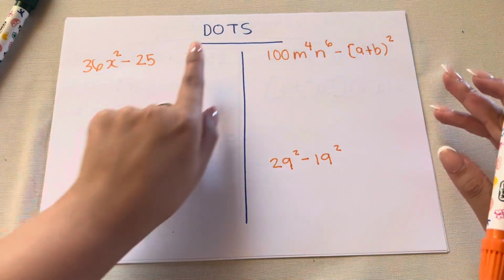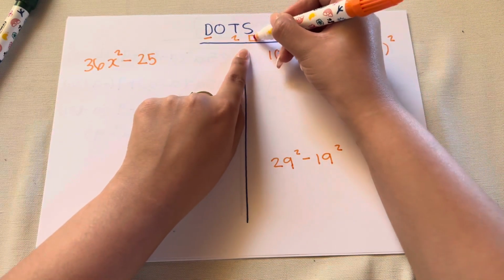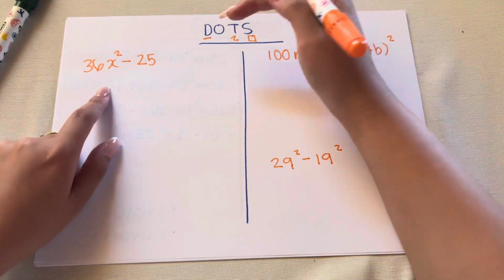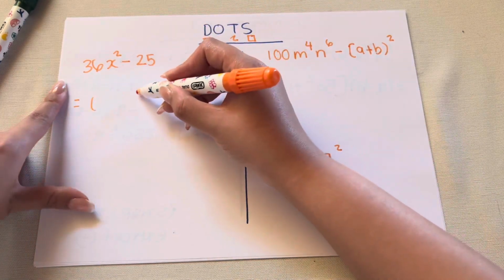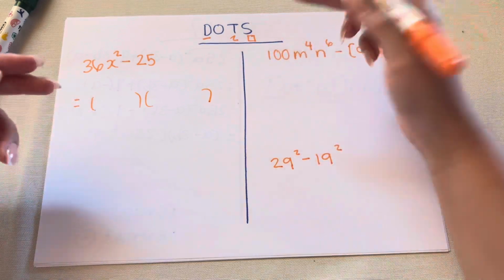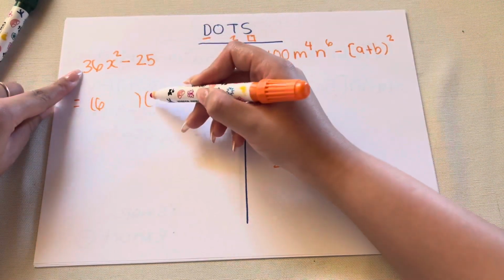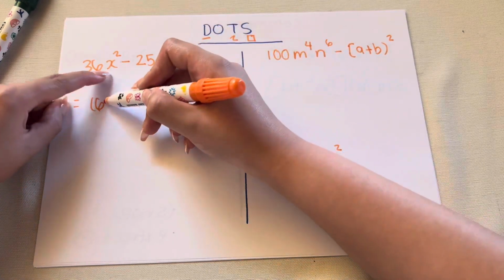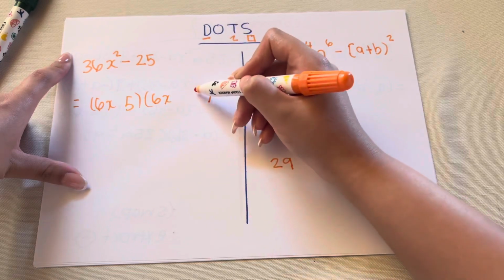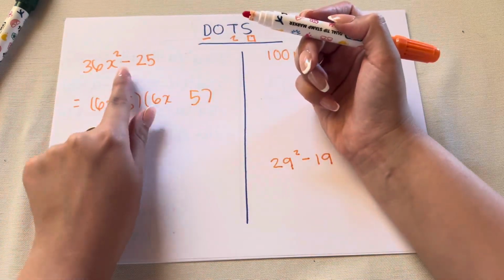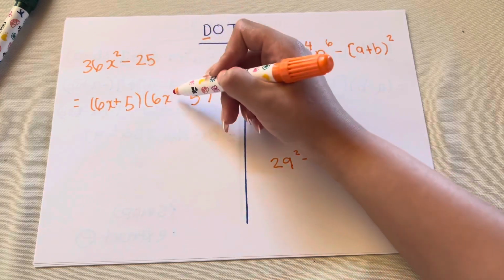The next example is the difference of 2 squares. So it has to meet these criteria. What we do is we construct 2 small brackets and we square root everything. Square root of 36, square root of x, square root of 25, and then ask yourself, to obtain a difference, what happens to the signs? We need a plus and a minus.